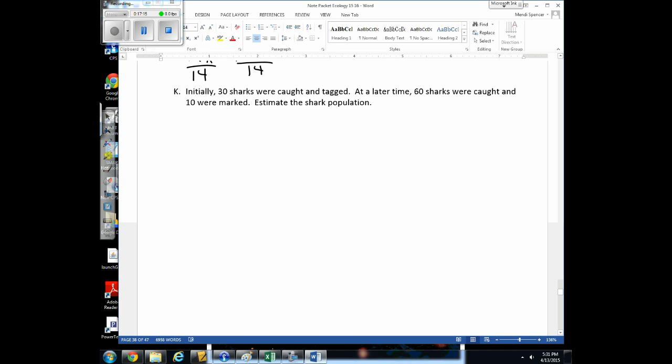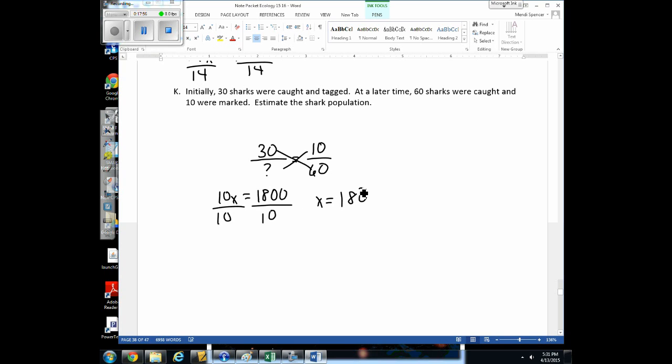Let's do another problem. It says initially 30 sharks were caught and tagged. At a later time, 60 sharks were caught and 10 were marked. Estimate that population size. Again, we caught 30, but we don't know how many total are in that population. We just caught 30 and we tagged them. Later on, we come back and we catch more sharks, and we end up catching 60, but only 10 of the 60 were marked. So again, we're going to cross multiply here. 10x equals 1,800. To solve for x, divide by 10 on both sides. X equals 180 sharks in that population.